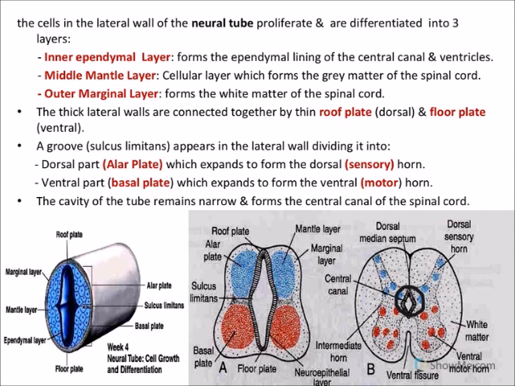So this is the inner ependymal layer, and this is the middle mantle layer, which will form the gray matter, and this is the outer marginal layer, which will form the white matter of the spinal cord. The lateral walls are connected by the roof plate, this part, and the floor plate. The roof plate is lying dorsal to the neural tube, and the floor plate is lying ventral, or on the anterior side of the neural tube.